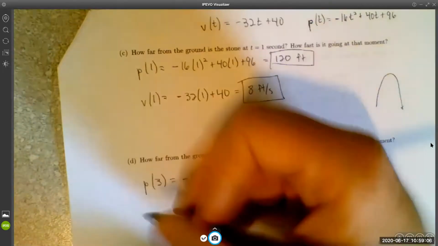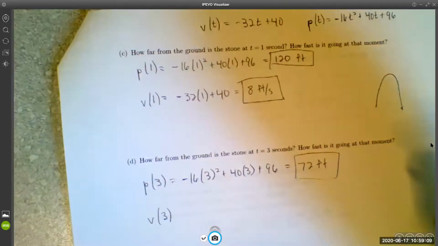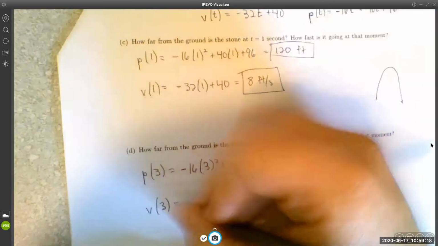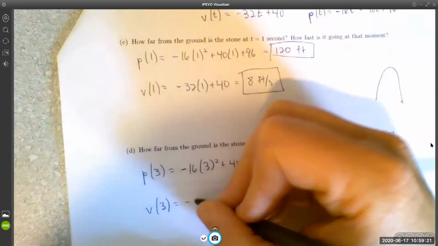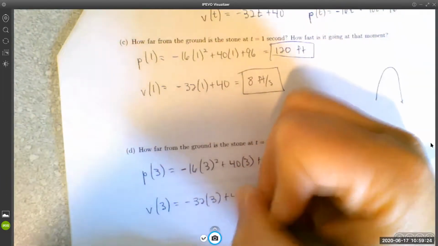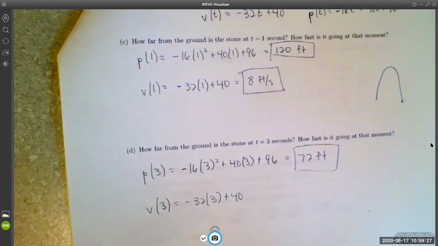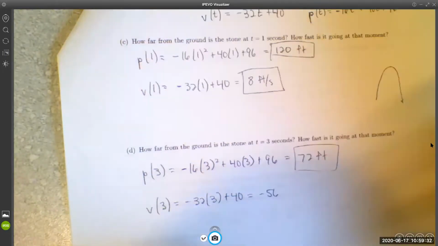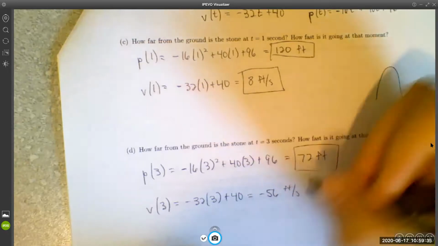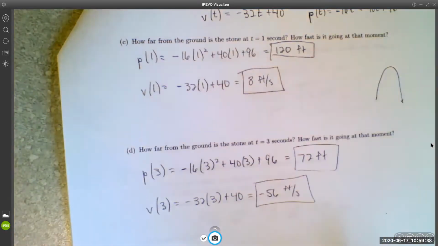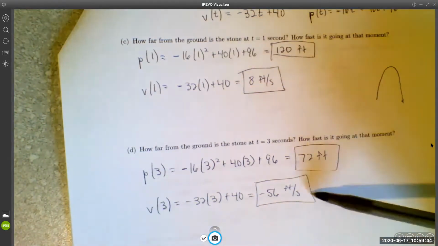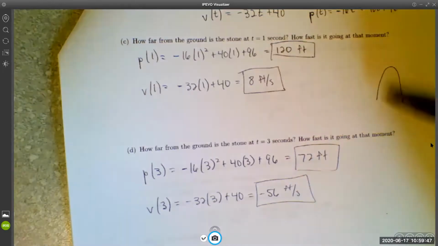So 72 feet, which means I suspect the velocity is going to be negative, because if it's moving downward, velocity is directional. So if it's moving downward, the velocity is going to be negative, right? So this would be negative 32 times 3 plus 40. Yeah, we're definitely going to get a negative number. Negative 32 times 3 plus 40 is negative 56 feet per second. Okay. So it's moving much faster after 3 seconds than it was after 1 second, but it's moving in the negative direction. In other words, it's moving back towards the Earth.